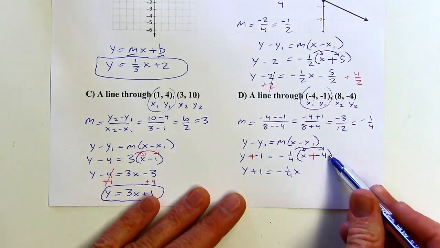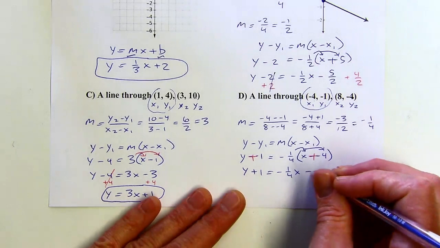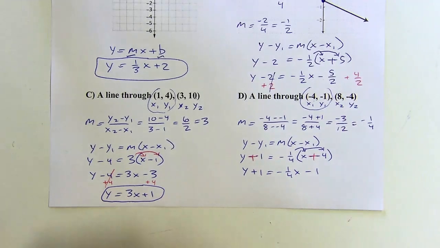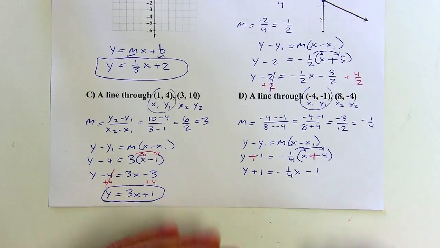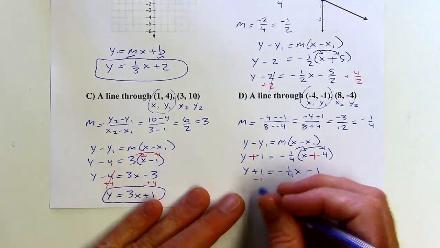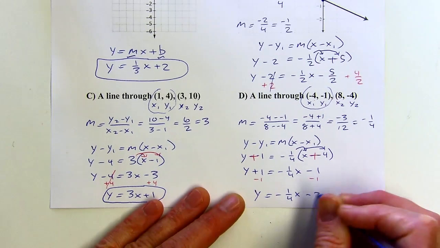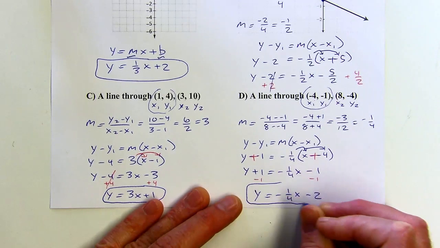Okay, and -1/4 times 4, that would be -4 over 4, which would be -1. Okay, and then I'm going to subtract 1 from both sides to isolate the y. So y equals -1/4 x minus 2 then.